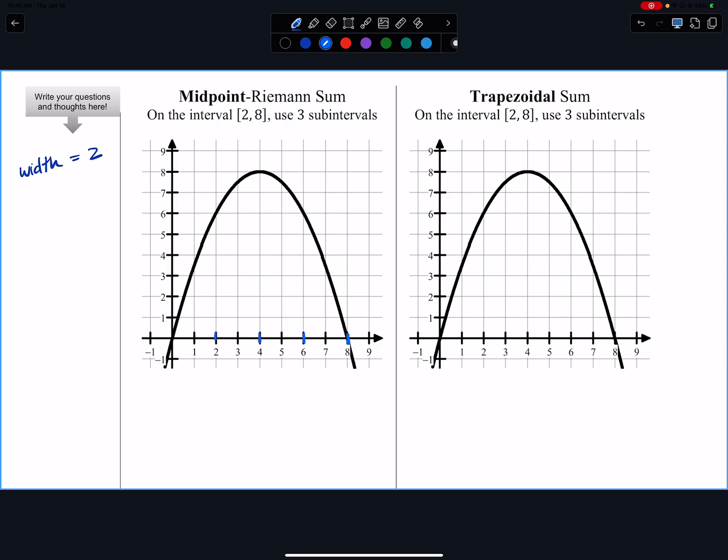Now, for the left Riemann sum, we use the left value. For a right Riemann sum, we use the right value for the height. Midpoint, we're going to use the middle. So what's the middle between 2 and 4? 3. So that means at 3, the height of this rectangle is going to be whatever the function is at 3. Okay, so I'm going to draw a point right here. And then remember, the width is 2, so I need to go across like this, so it's a width of 2, and then straight down to the x-axis.